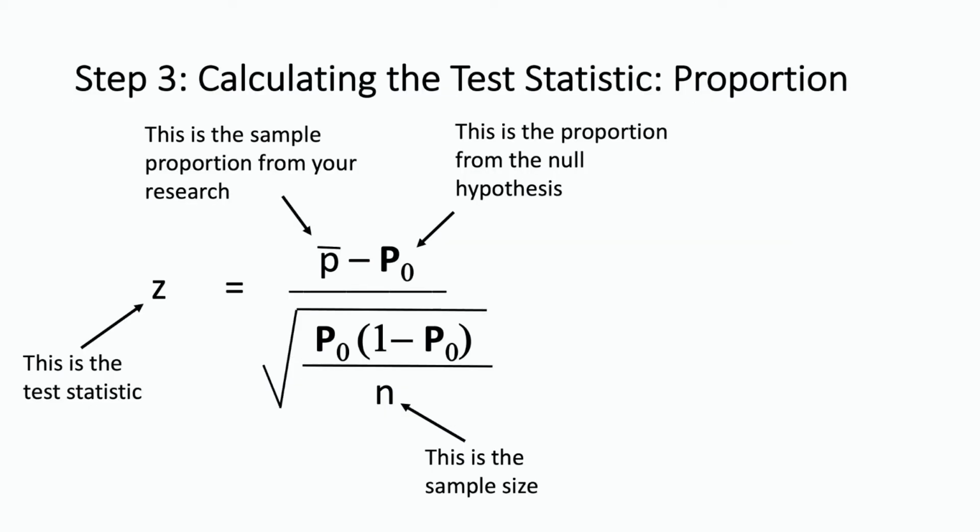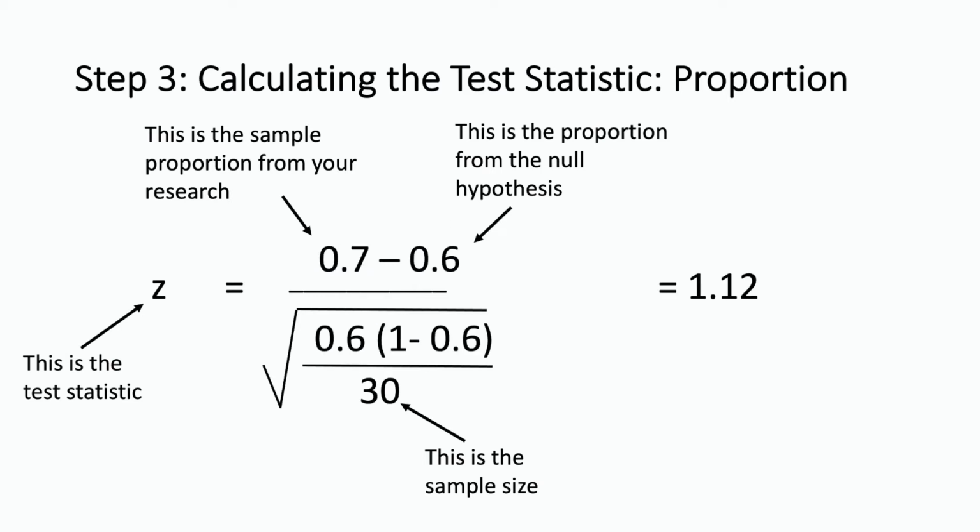So we use information from that sample to calculate the test statistic. And since this is a hypothesis test about a proportion, the test statistic is a z-statistic. And here you see the formula. It's p bar, the proportion from our research, minus p subscript naught, the proportion from the null hypothesis. You divide that by the square root of p subscript naught times 1 minus p subscript naught, divided by the sample size, and you take the square root of that whole bit.